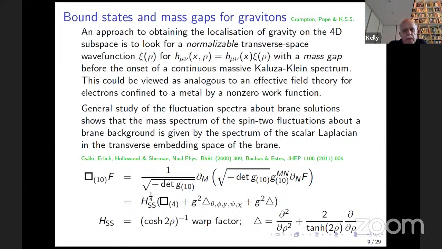The happy feature of studying the spin two fluctuations is that the transverse wave function problem is in fact the same as that just for studying the spectrum of the scalar Laplacian, as given here at the bottom of the slide. The important part of this is going to be this quantity delta, which involves the second order operator in the rho derivative.